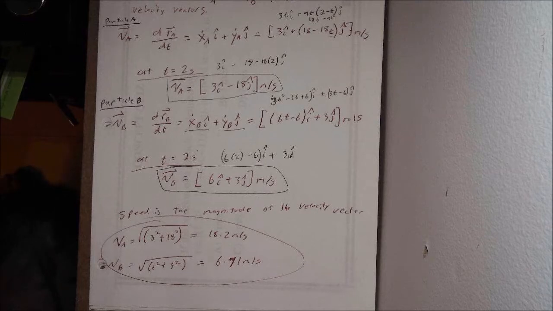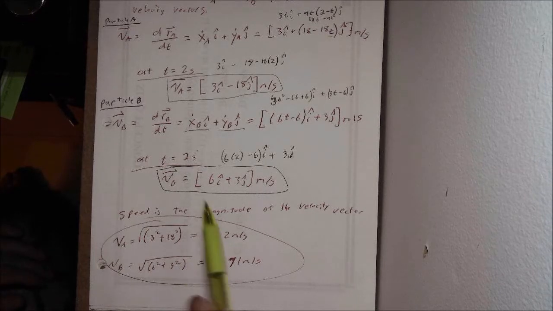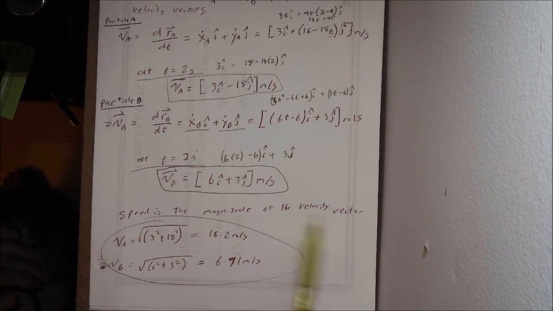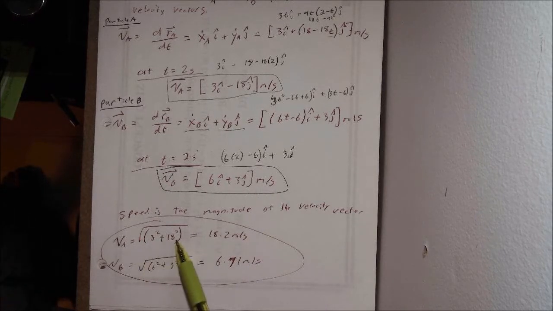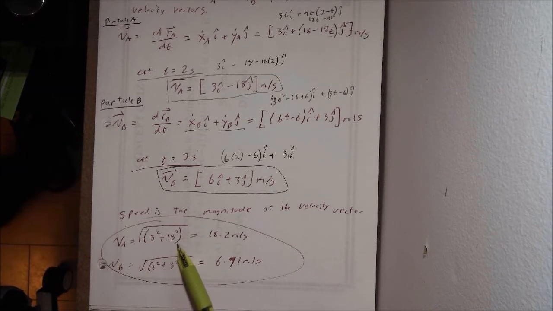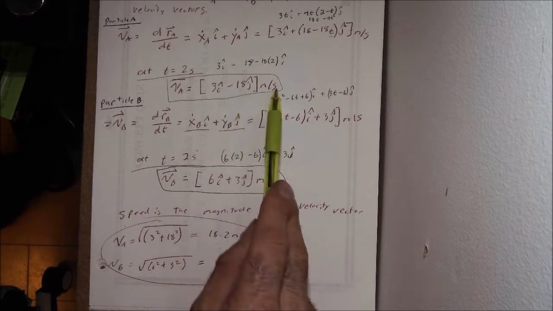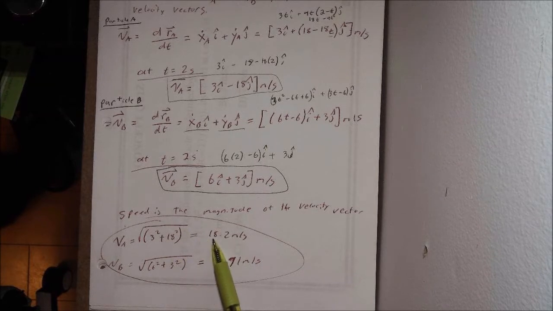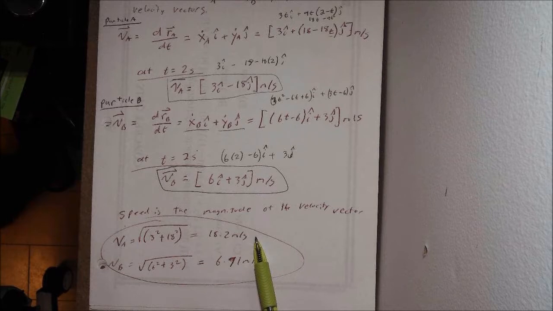Now we can reference back to the problem statement and realize that they asked us for speed. Speed is the magnitude of these velocity vectors. So we need to take the square root of the sum of the squares of the individual components of both particles in order to get each of their speeds. For the velocity vector of A, we get the square root of 3 squared plus 18 squared, which is 18.2 meters per second. That is the speed of particle A just before the collision.